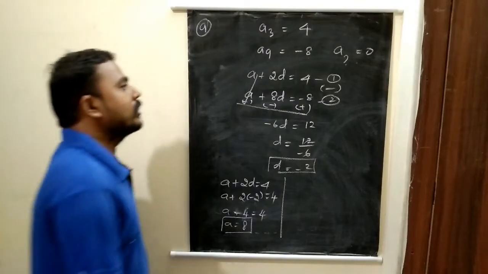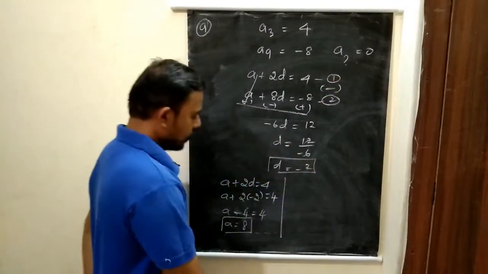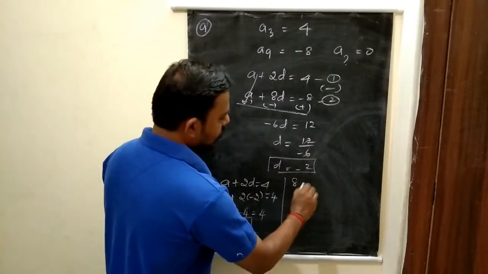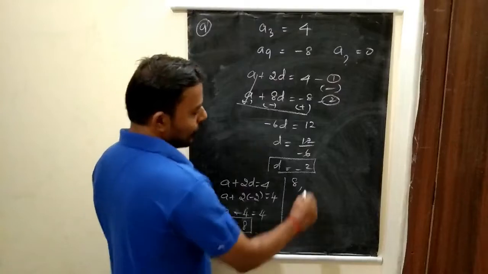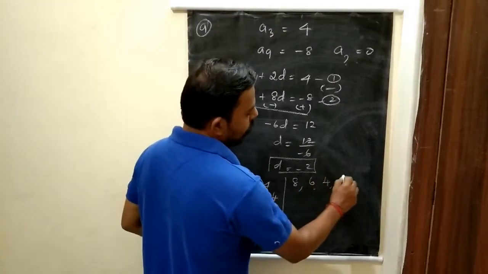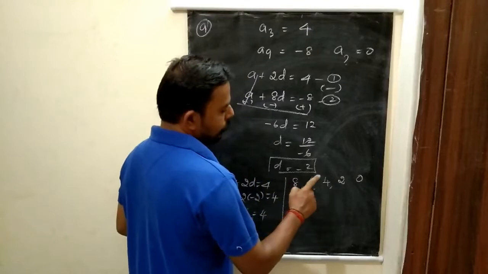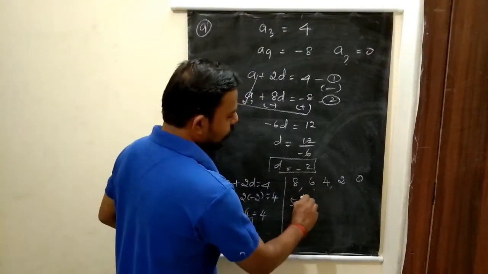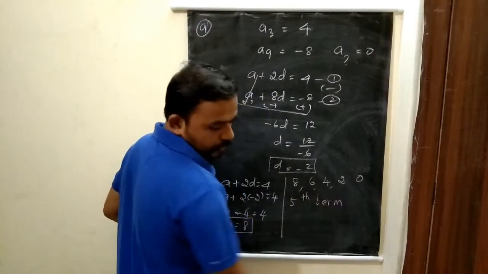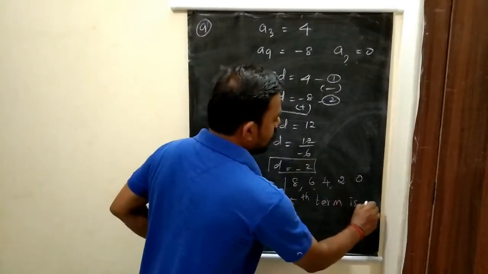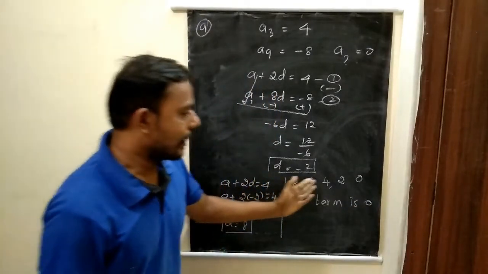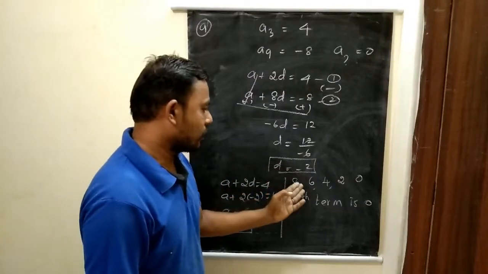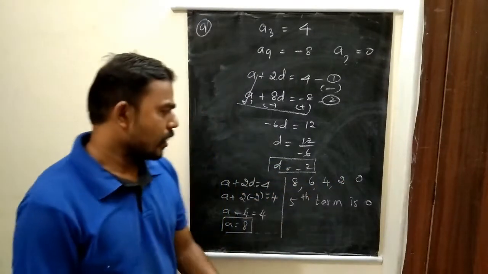Now the question is, which term should be 0? So just think about 8. The actual series is 8, decreasing by 2: 6, 4, 2, 0. First term, second term, third term, fourth term, fifth term. So that is the fifth term. The fifth term is 0. We know the A value and the D value decrease, minus 2, so we can write the arithmetic progression easily. So the fifth term is 0. This is one of the ways.